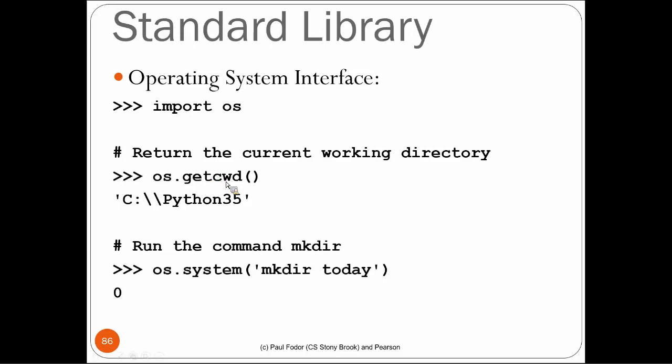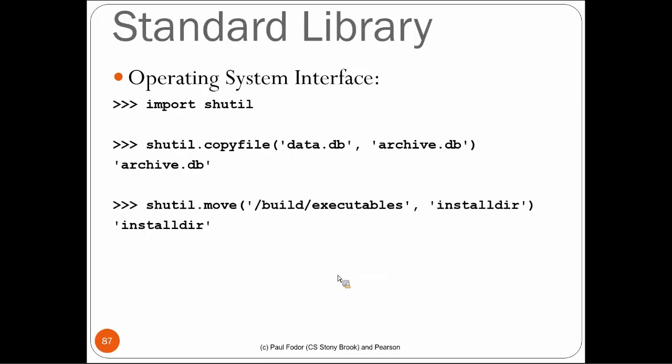You can get os.getcwd. It returns the current working directory. You can run any system command like mkdir or dir or anything that basically modifies or returns a value from the operating system. You can even run executables with os.system and the executable that you want to run.